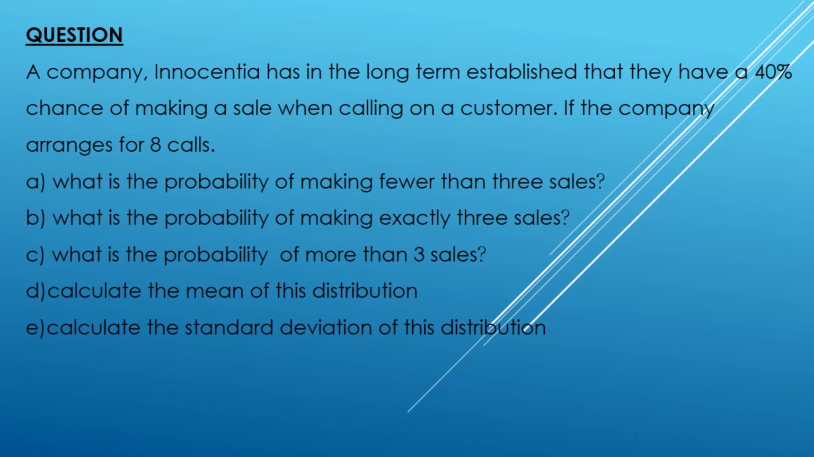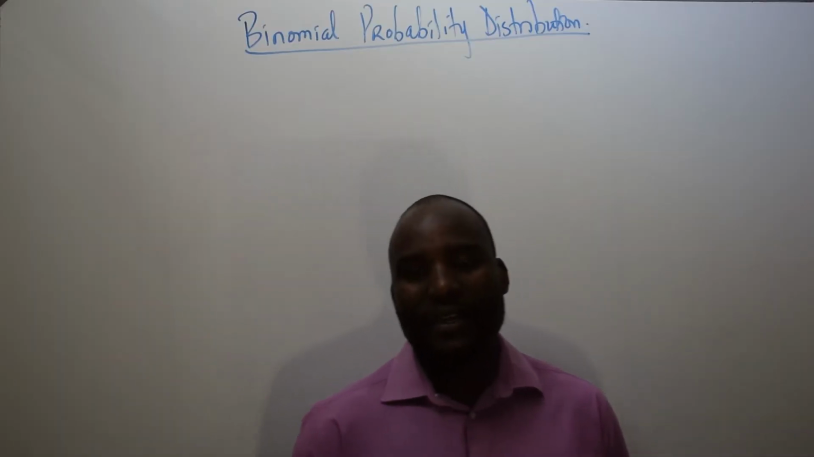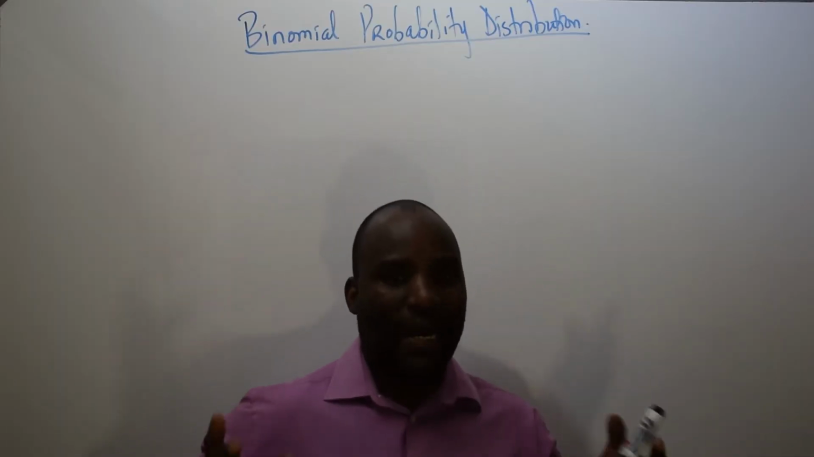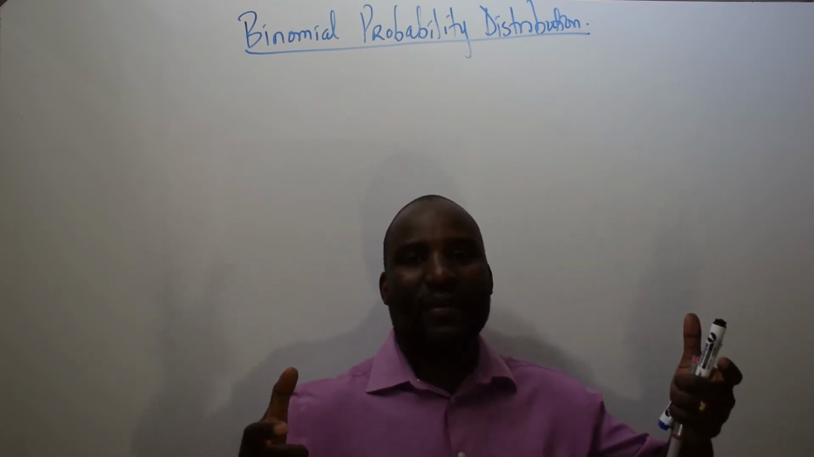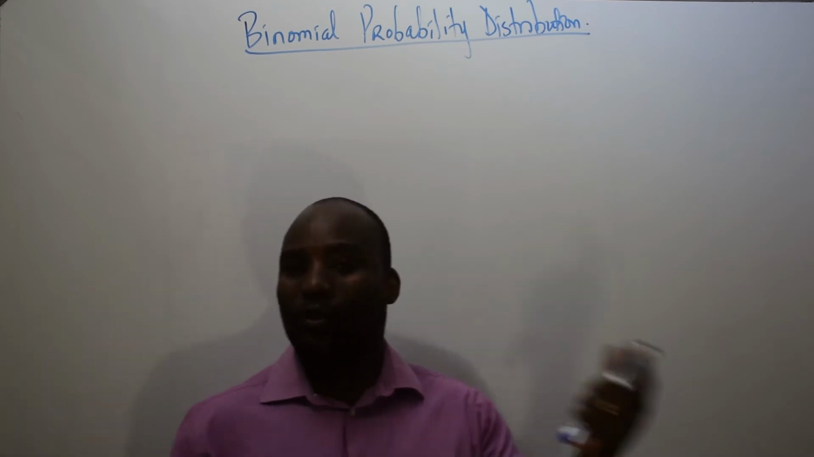When we're looking at the binomial probability distribution, what we should remember is the identification of the key terms. Remember, this is bi, so there are two things that are either happening in our question. We can either make the sale or not make the sale.